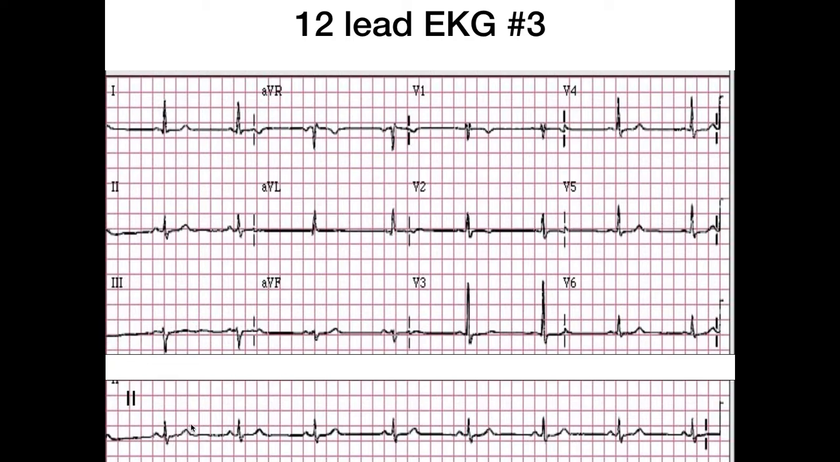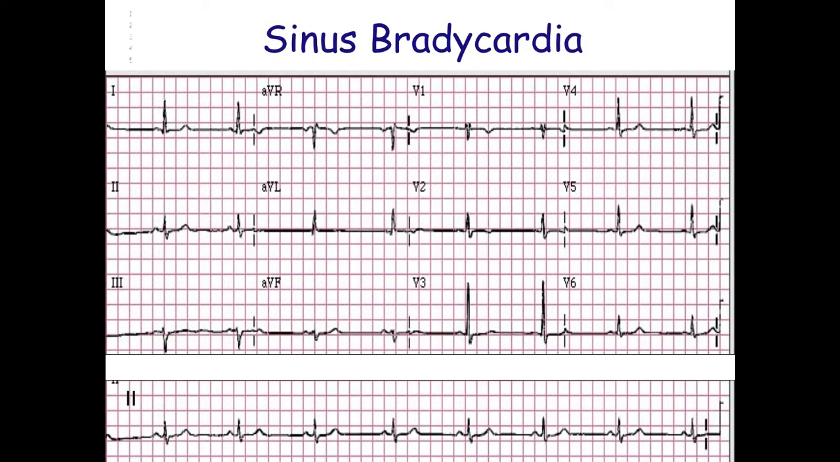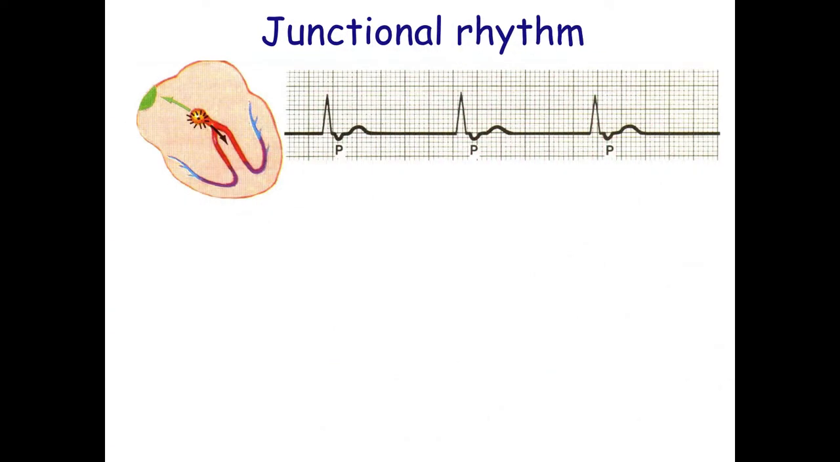Okay, so we got 300, 150, 100, 75, 60, 50. It's less than 50. So it looks like there's no other abnormalities. So I would call this sinus bradycardia, right? So make sure you're confirming our 5 steps. But let's keep moving. Let's talk about junctional rhythms, okay?